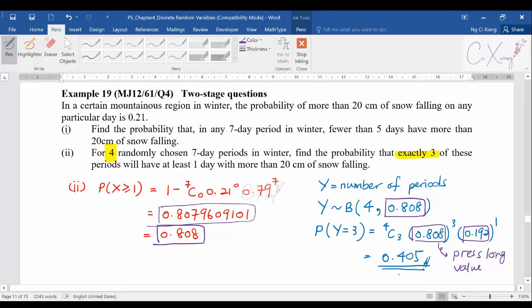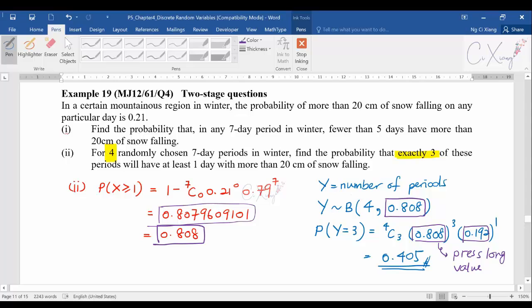Some students say, I feel lazy, I don't want to. Can. Then you try your luck. Maybe your final answer might not be the same as the final answer. So for this kind of question, you need to be extra careful. A lot of students lose marks here because they just keep the short value. You can write it out short, but when you press the calculator, please keep it long. Okay, so this is what you have for the two-stage question.